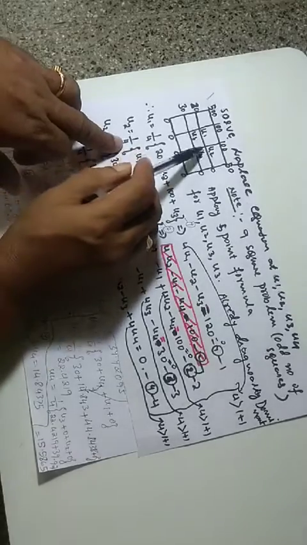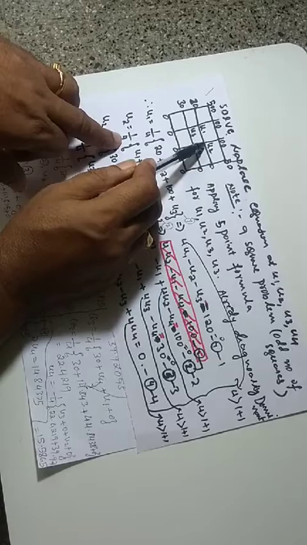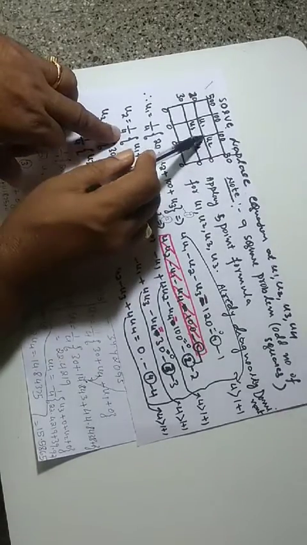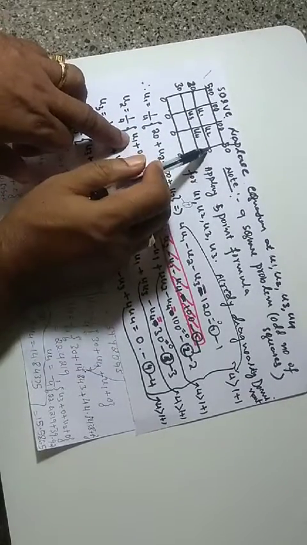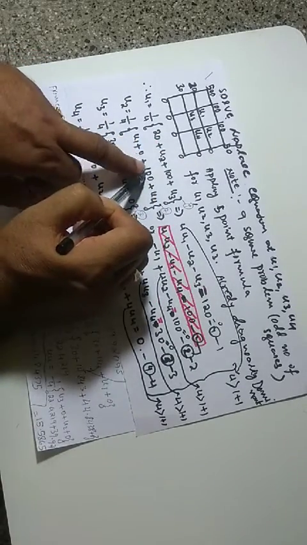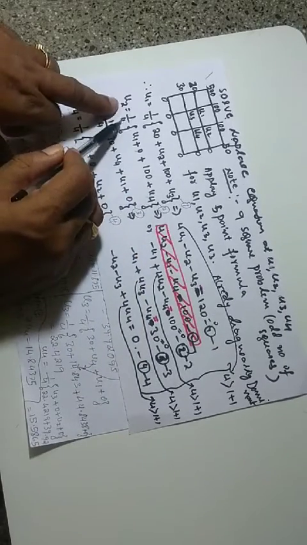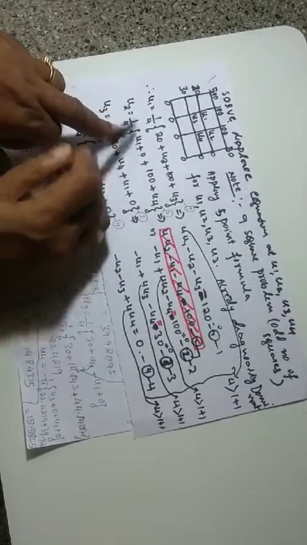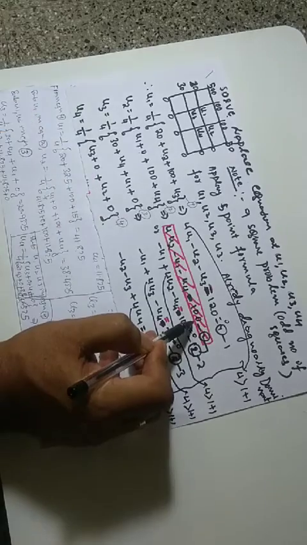Now apply the standard 5-point formula at the point u2. What is that? u2 is equal to 1 by 4 into left. I am applying at u2. What is the left side point? u1. Right side point 0. Upper point 100. Lower point u4. Now arrange this in a proper way. 4u2, bring it to this side. Minus u1 minus u4 is equal to minus 100.